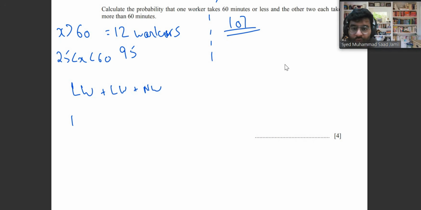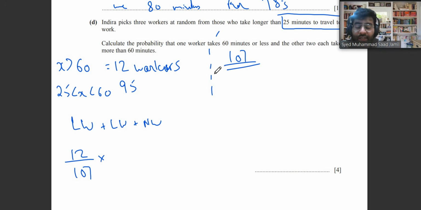So we can say 12 upon 107 multiplied by how many workers are left that take more than 60 minutes now? 11, because we already chose one worker. 11 upon 106, because we chose one worker out of 107, only 106 remain, multiplied by how many workers take less than 60 minutes? 95. So we will say 95 upon 105.